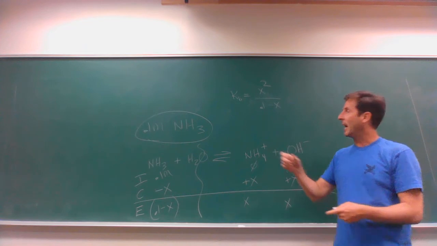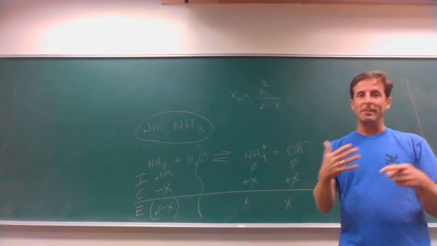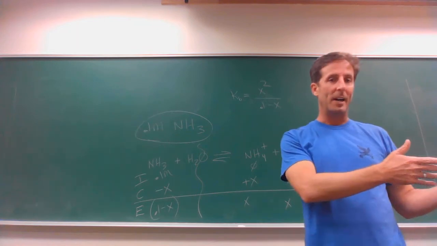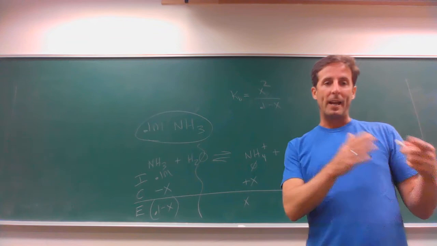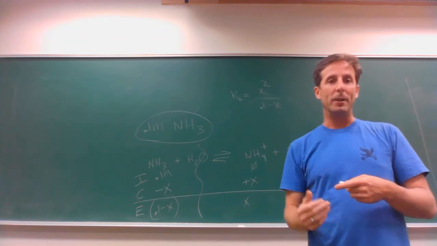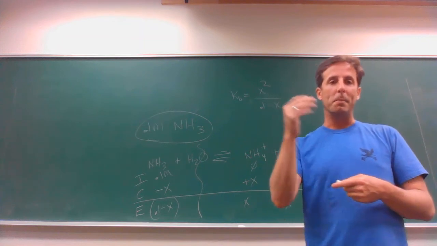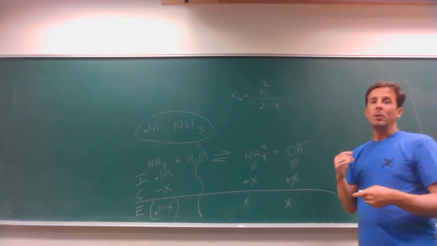So to solve this, I need to know what the Kb value is for this base. It was not given in the problem. It's not on the slide. So you have to know that when you work one of these problems, if you need a Ka for an acid or a Kb for a base, you have to look that value up. Okay, it's in Appendix D of your textbook. So you look at that.